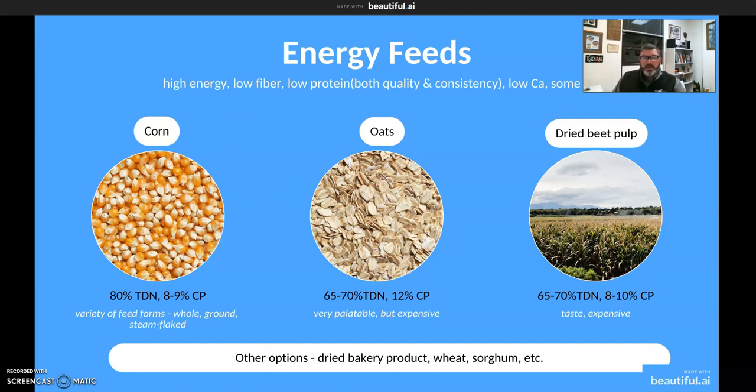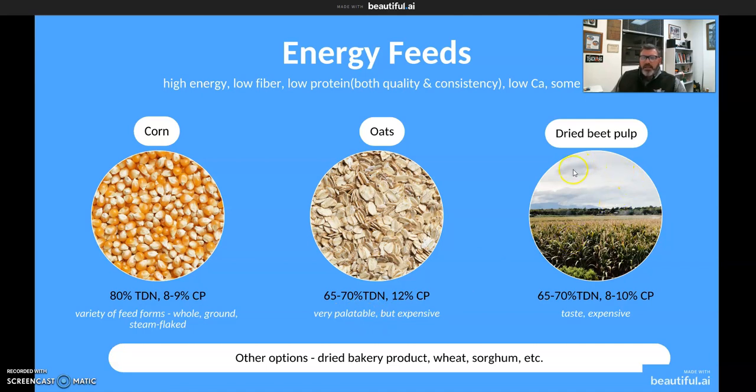And it's fed in a variety of ways, whether it's whole, ground, cracked, steam flaked, crimped, all of those options come into play. Oats is another example that we'll throw out here. I've got a picture of steam flaked oats. A little bit lower energy profile than corn, but a touch higher crude protein. Extremely, extremely palatable, but expensive to feed.